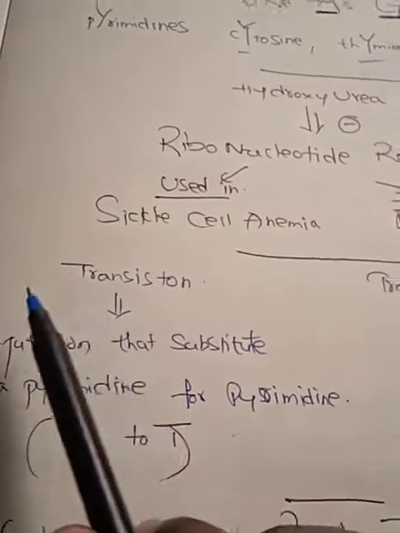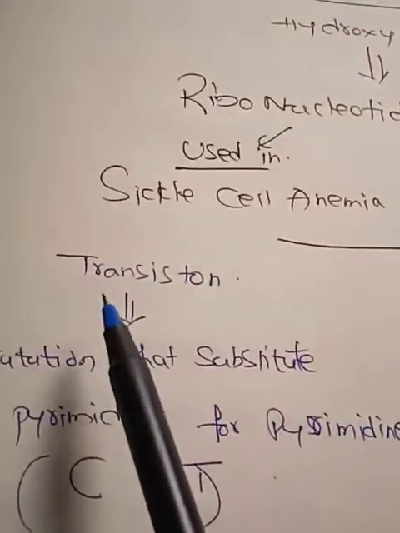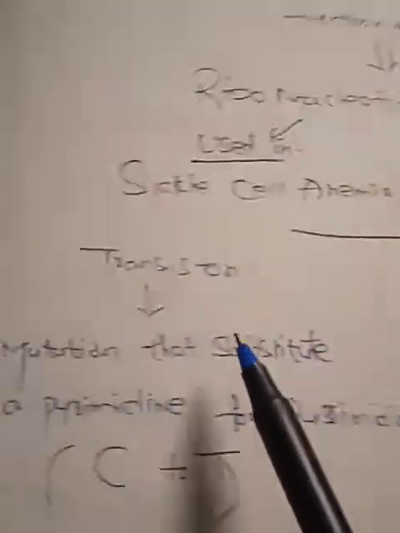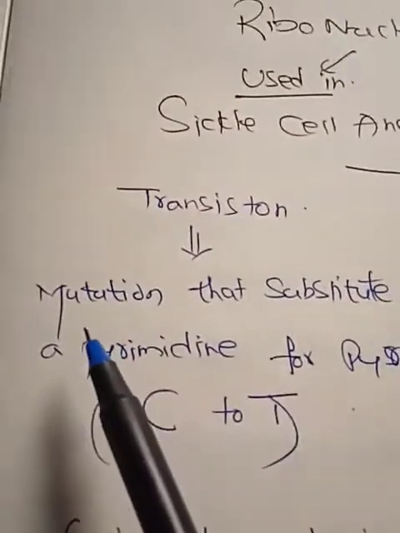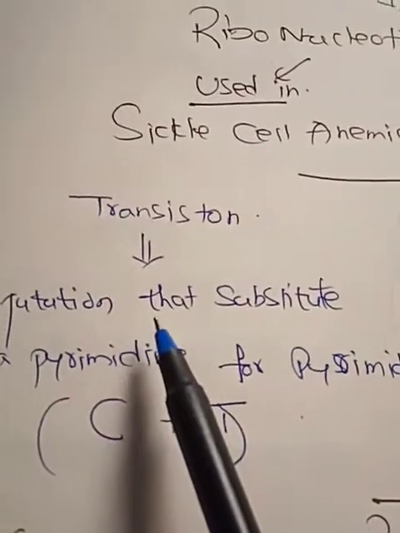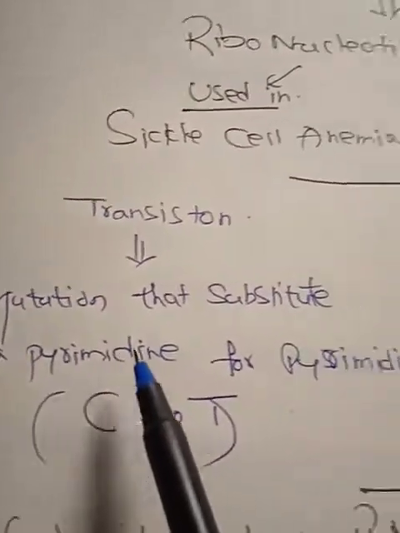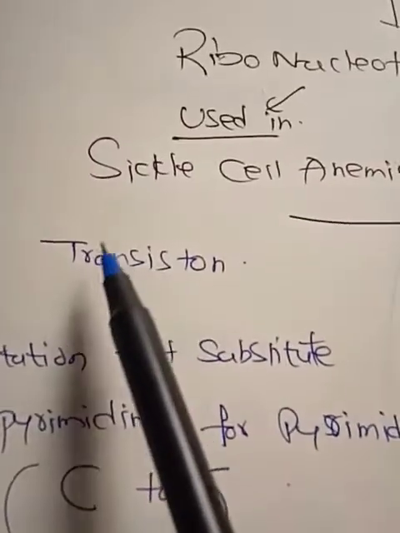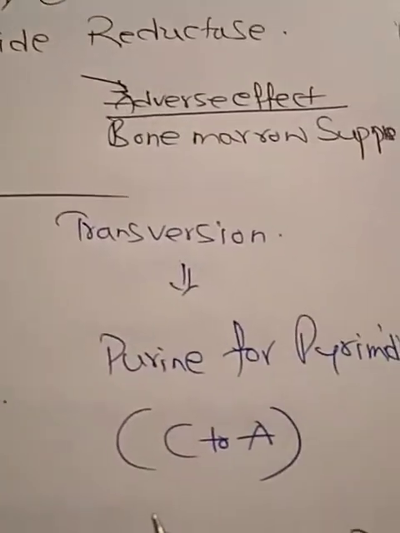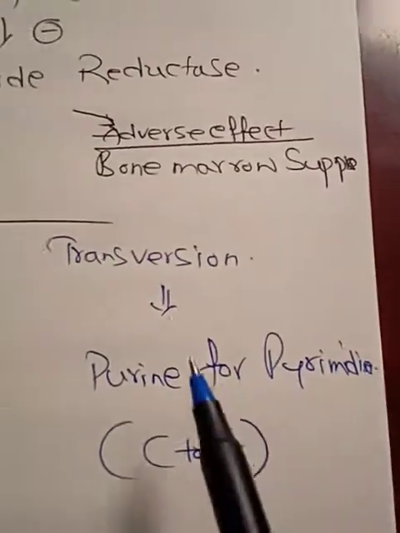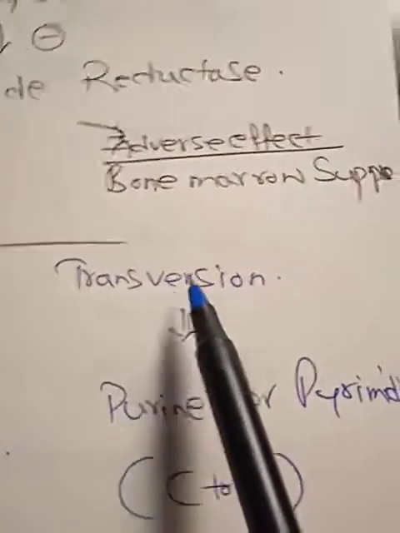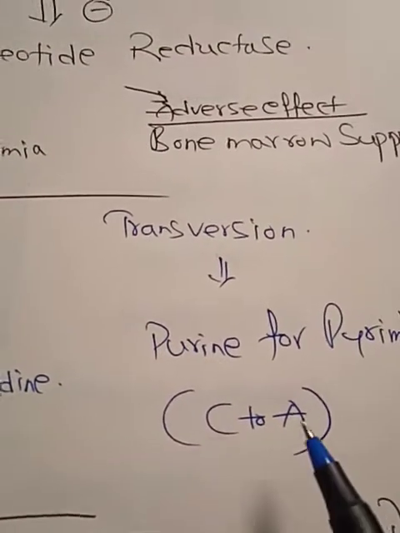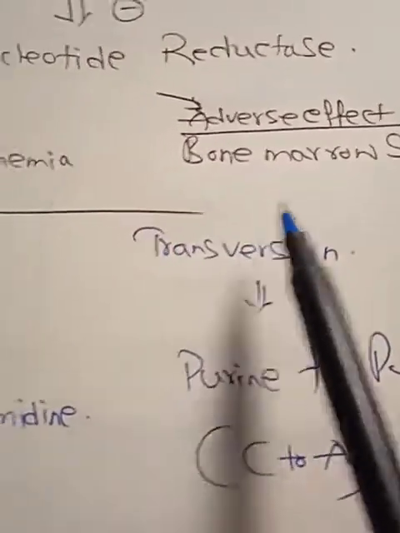Now, a lot of times a question is asked about transition and transversion. Transition is a mutation that substitutes a pyrimidine for pyrimidine, like cytosine to thymine, that is transition. Whereas purine for pyrimidine, it is called transversion, which is cytosine to adenine, for example, is transversion, is what you should remember.